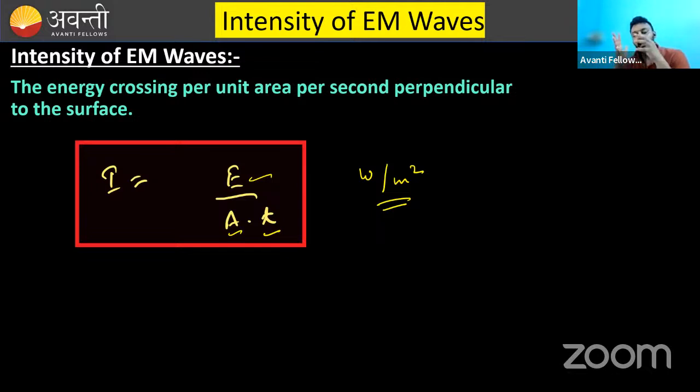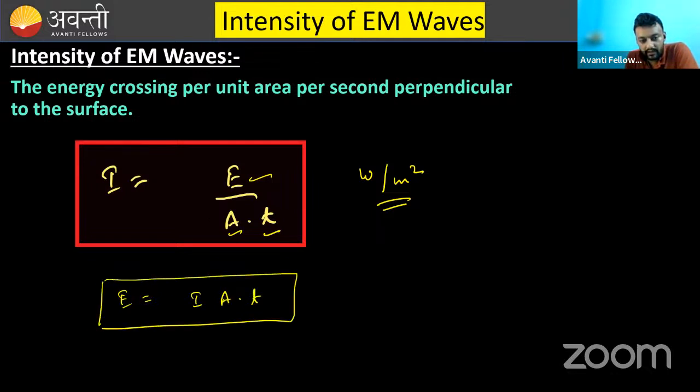The intensity is energy coming to this surface per unit area, per unit time, given that this surface is perpendicular to the radiation. Very good. Most of the times they will ask you the energy reaching the surface in some time. So energy can be written as I A T. You can transfer things here. Okay. Now moving further.